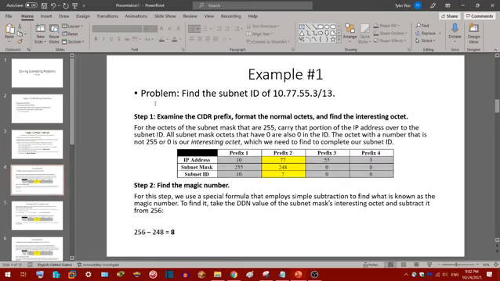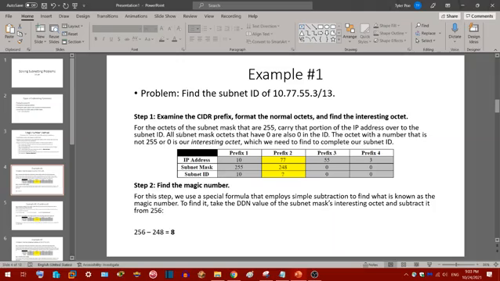So for our first example, we have this problem. Find the subnet ID of the IP address 10.77.55.3/13. To start with our first step, we need to first examine the CIDR prefix, format the normal octets, and find the interesting octet.